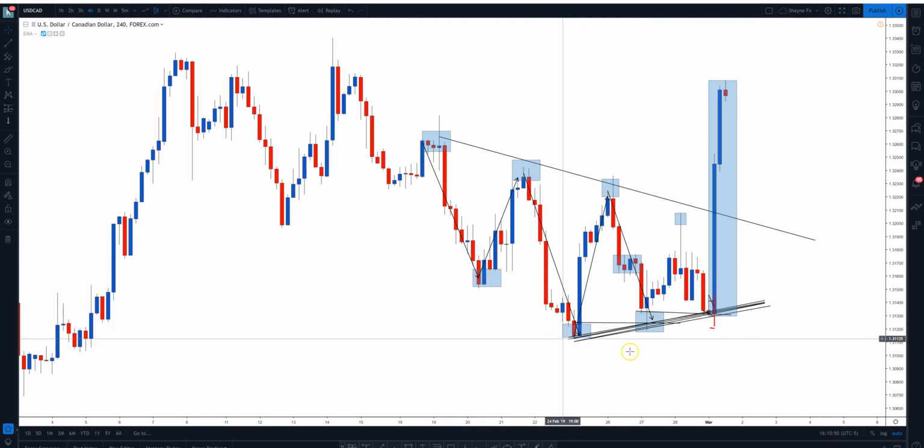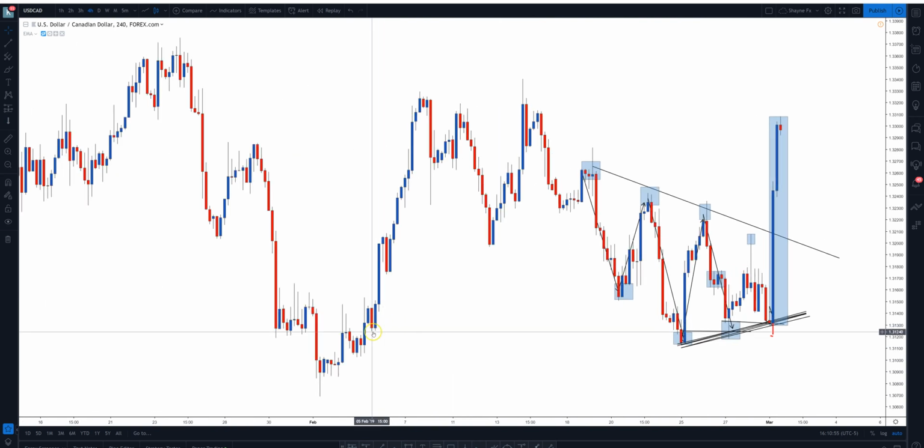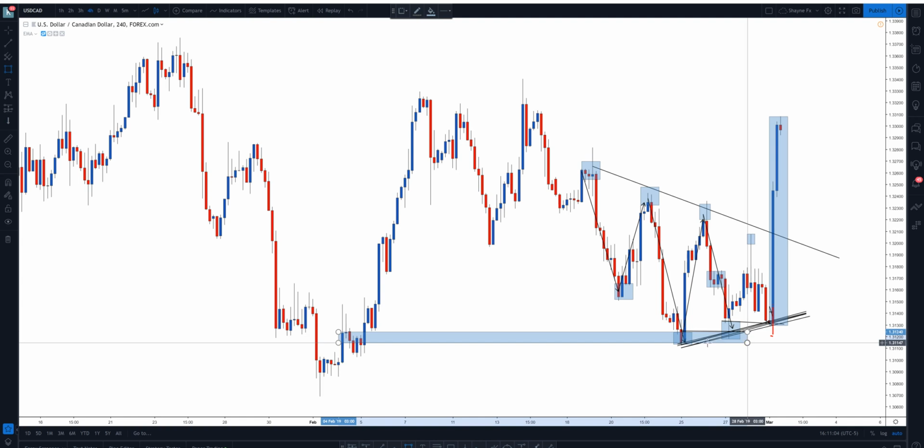Confirmation of the support area, triangle pattern. I think if we look left, this is where support and resistance came into play. With resistance right here, it came into support and it already tapped that area. See? So it's using this area already.